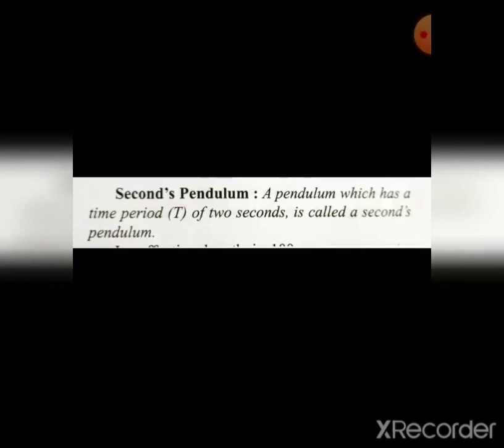Now, we'll learn what a seconds pendulum is. A pendulum which has a time period of 2 seconds is called a seconds pendulum.